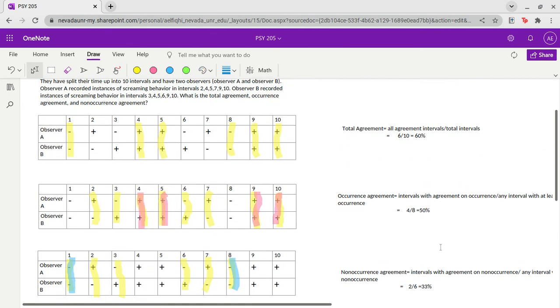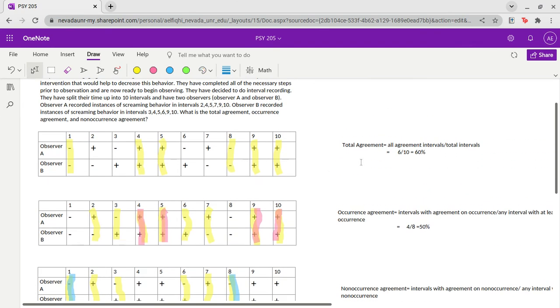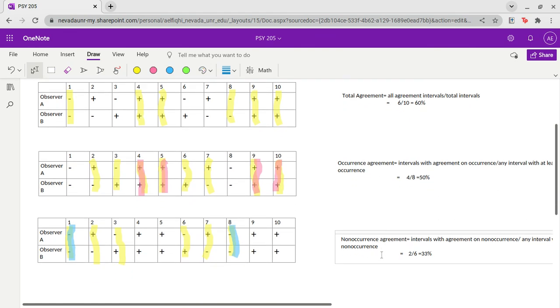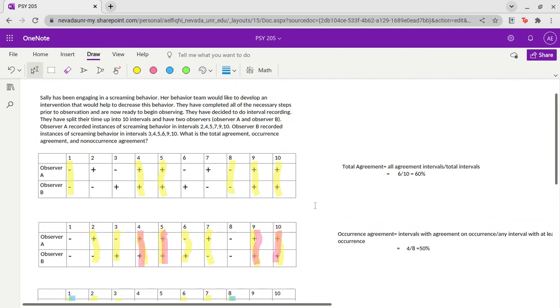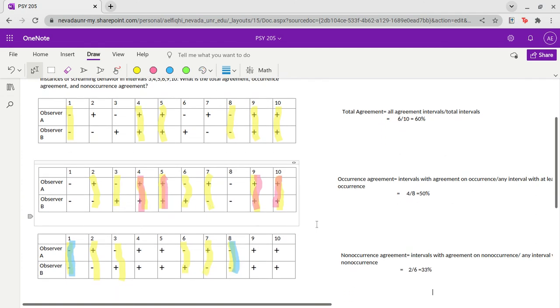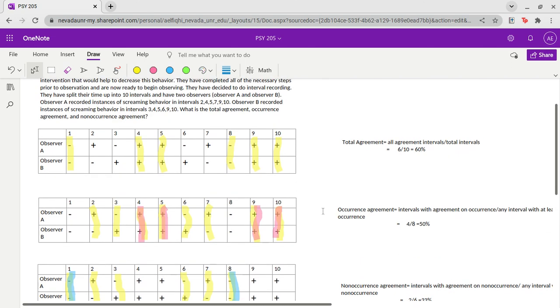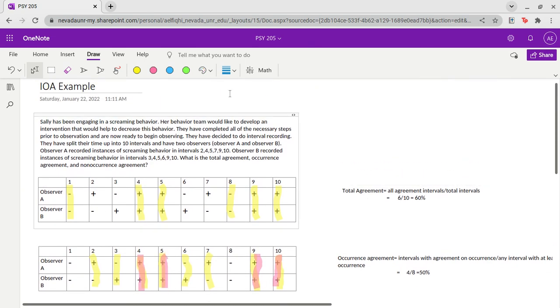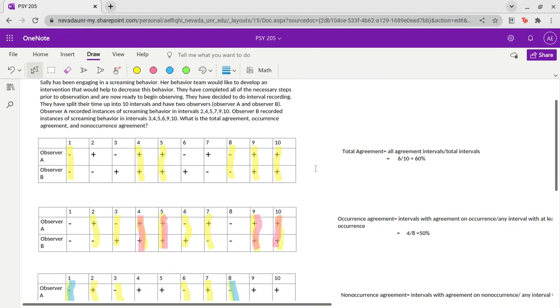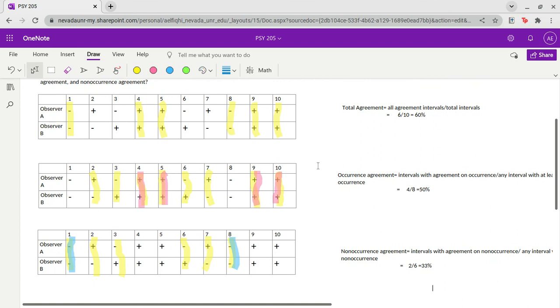So yeah, that is how you find the different agreements. We have total, occurrence, and non-occurrence. And again, any way that works for you is fine, as long as you can get to the right answer. This is just what worked for me. I think the color coding helps a little bit. I believe your other peer TA, Vivian, is also going to do an example of IOA, so she may be able to show you a way that works better for you. But I just want to go through how I would solve it, and hopefully that helps.